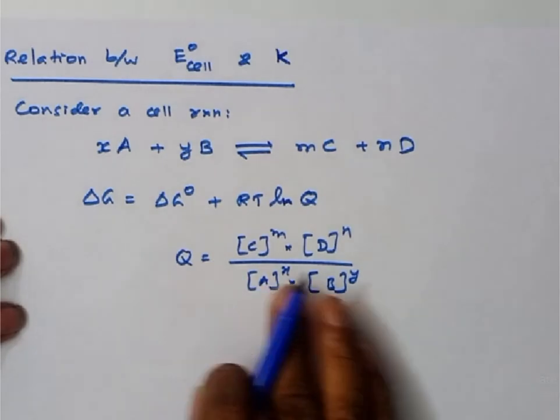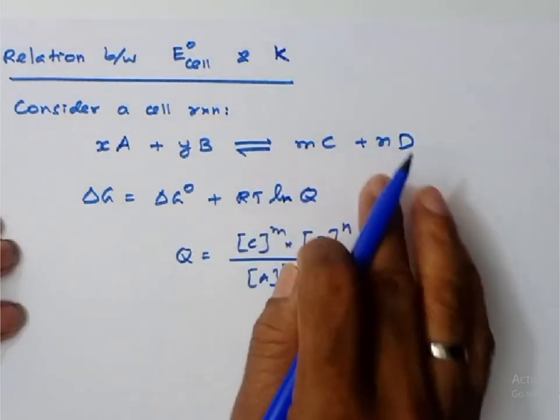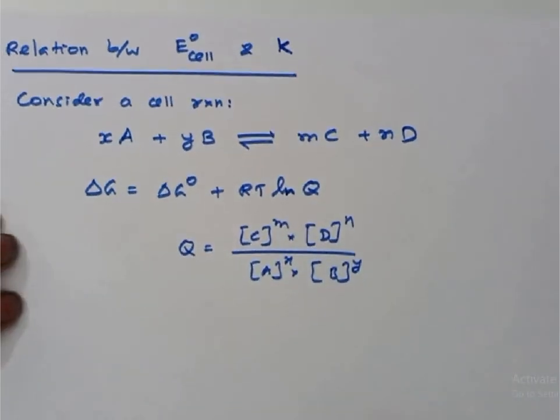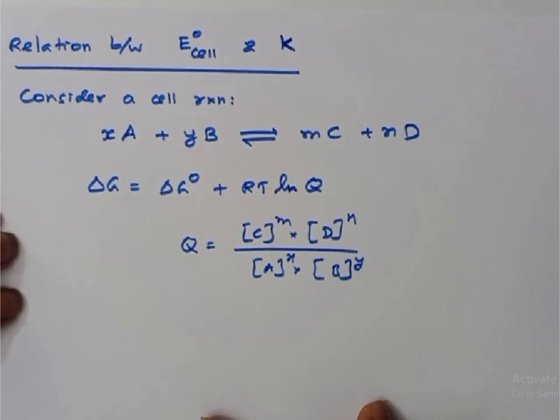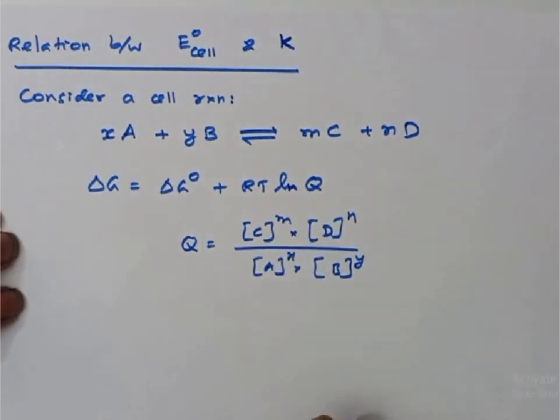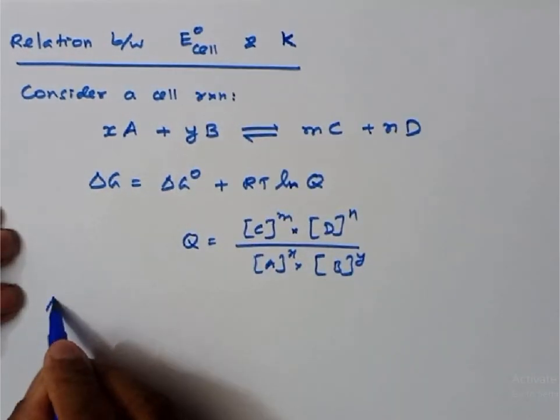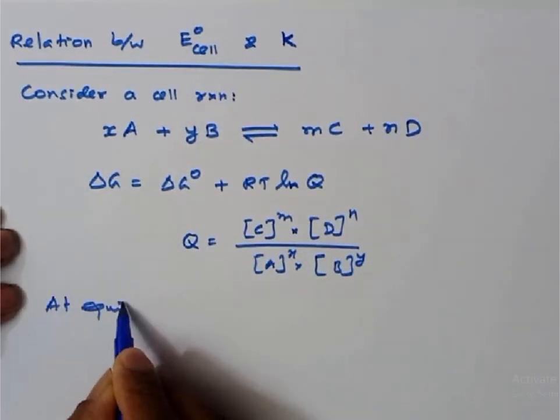If the reaction has not attained equilibrium, then this is the relation, right? Now suppose the reaction attained equilibrium, what will happen at equilibrium?